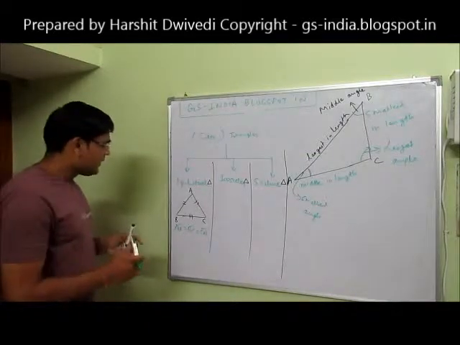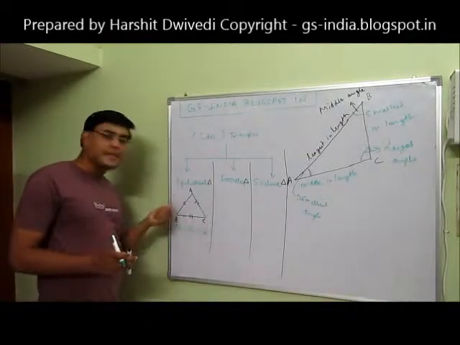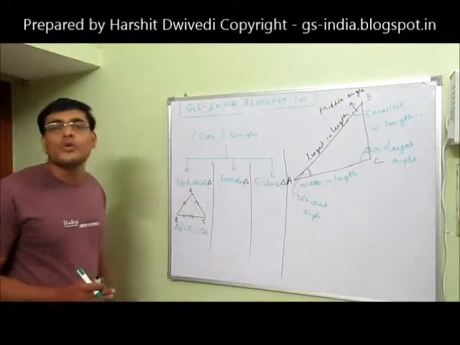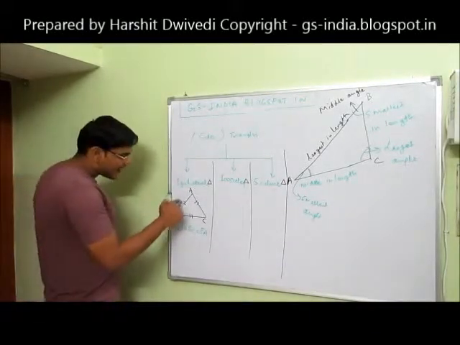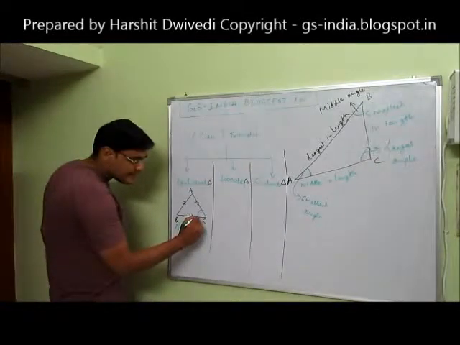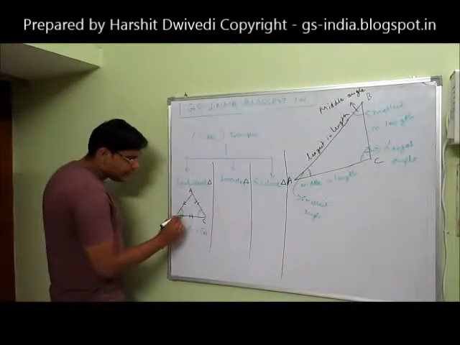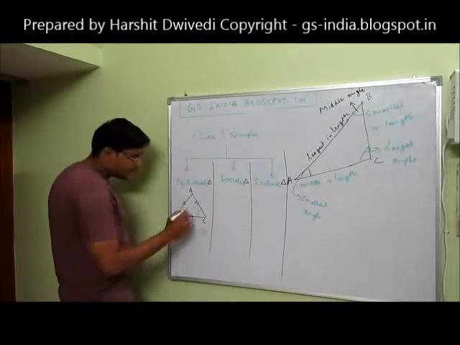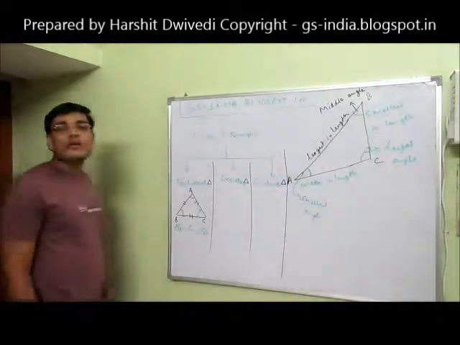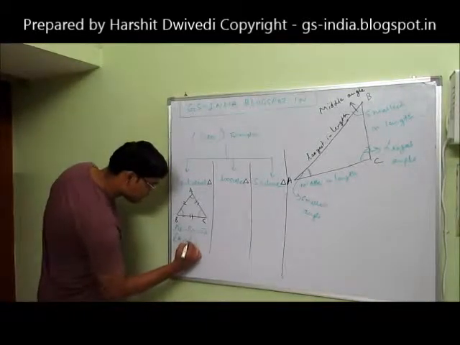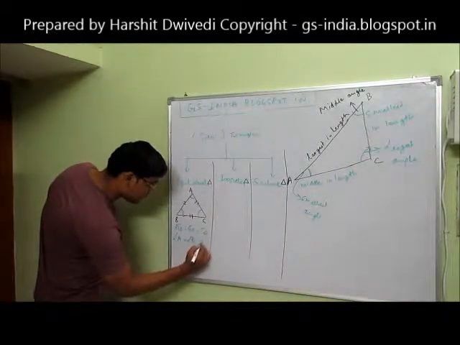So, if I say that triangle ABC is equilateral, all the sides are equal. So obviously, if all the sides are equal to each other, then the angle opposite to this side AB, that means this angle C, the angle opposite to this side AC, that means this angle B, and the angle opposite to this side BC, that is this angle A, will be equal to each other. That means angle A will be equal to angle B, will be equal to angle C.